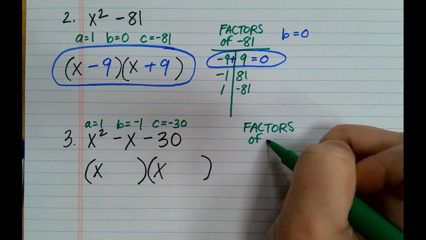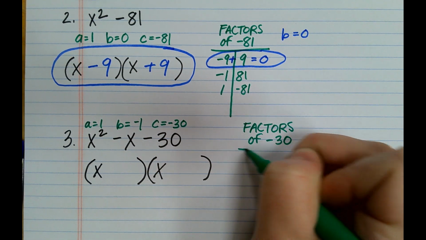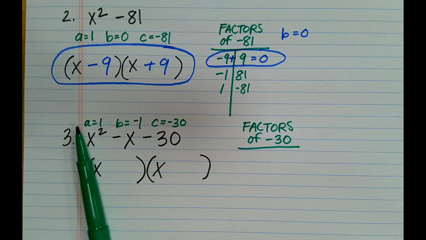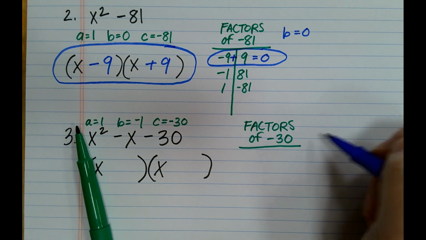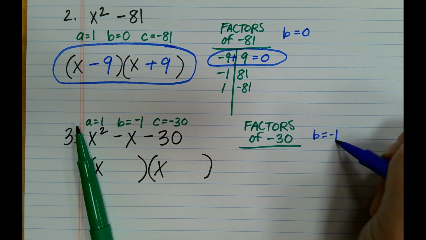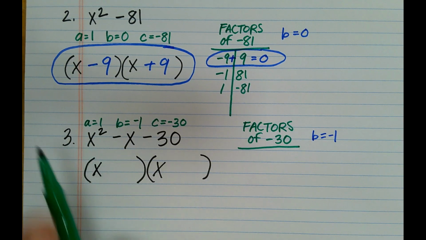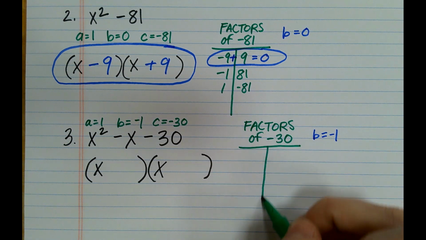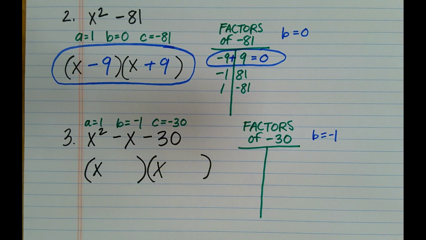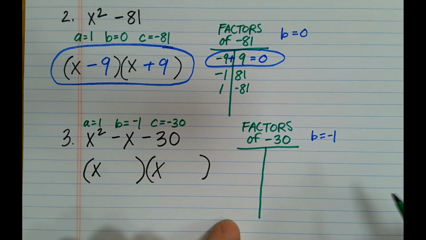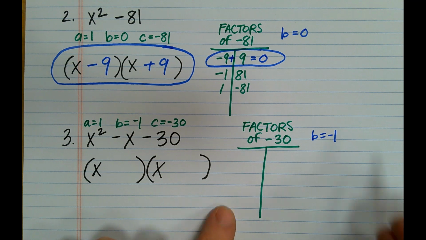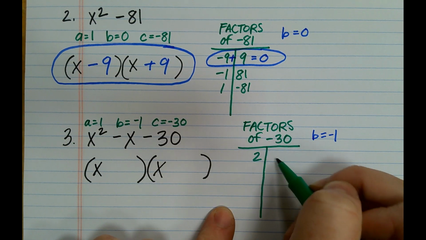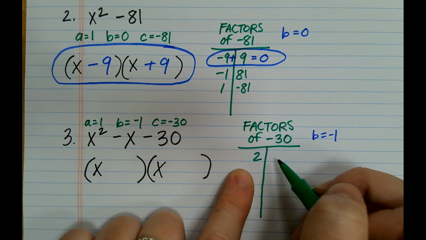Factors of negative 30. I'm going to remind myself by rewriting it. My B is negative 1. That's what I want my factors to add to when I add them together. So what are some factors of negative 30? 2 times 15, 1 times 30, 3 times 10. Now let's check our signs.